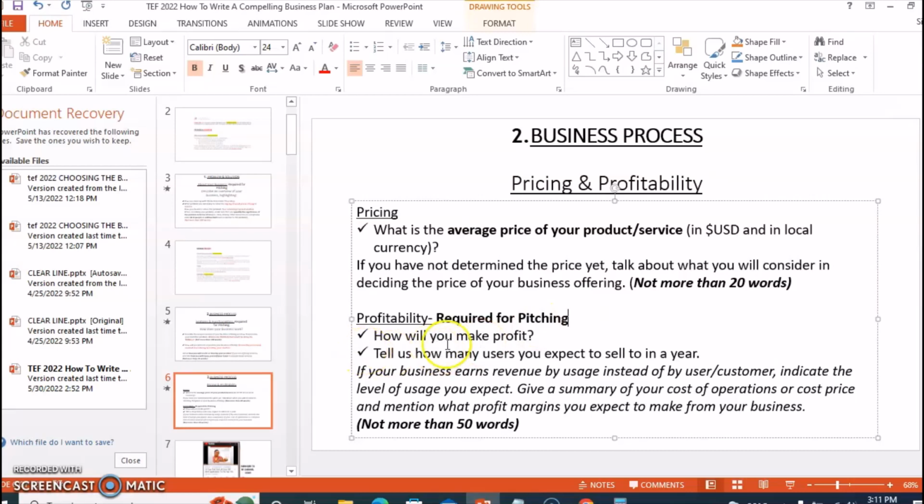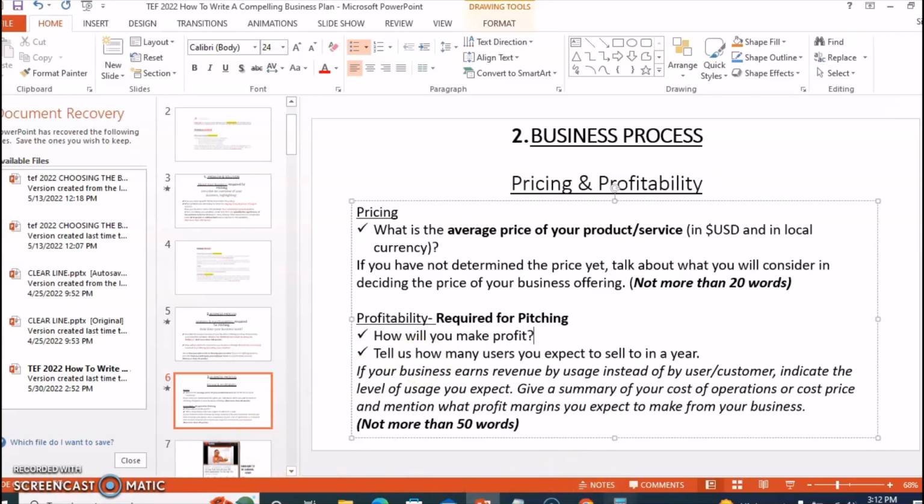So here you are to describe how you make profit. You make profit either through commission or through margins of products sold, right? So you describe how you do that. Tell us how many users you are expecting to sell to in a year. So here is when you begin to make estimates of how many users you estimate to work with in a year. You can do this by estimating how many users you can get in a day.